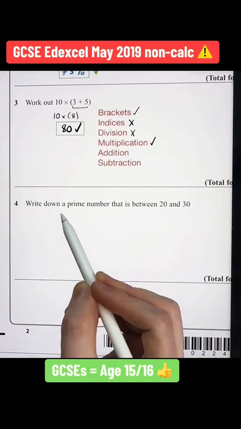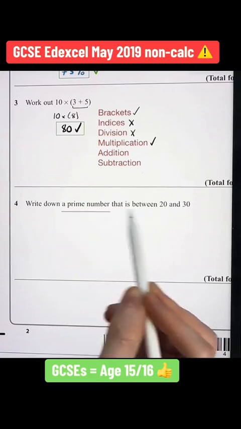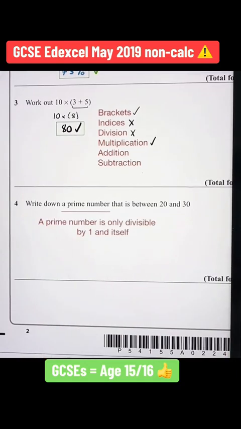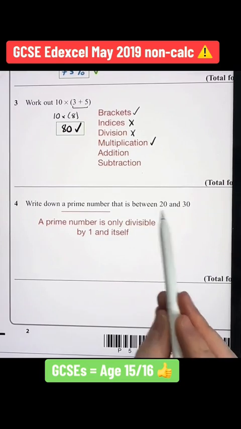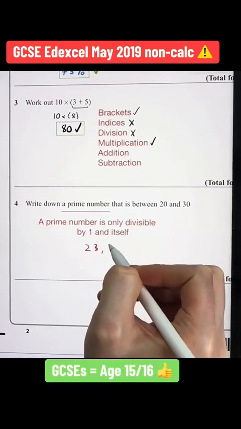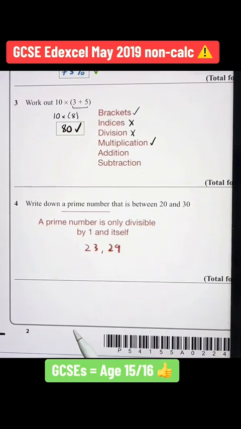Question 4. Write down a prime number that is between 20 and 30. We should know a prime number is only divisible by 1 and itself. The only prime numbers between 20 and 30, in this case, are 23 and 29. We are only asked to give a prime number. Therefore, either of those would get you the 1 mark.